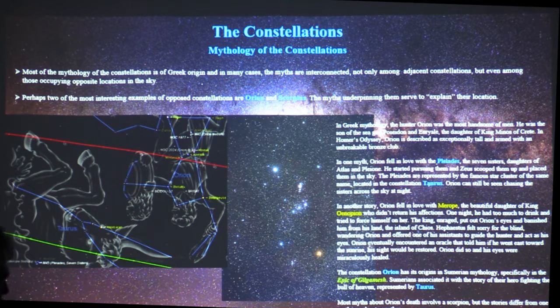Hephaestus felt sorry for him, saw the blind wandering Orion and offered one of his assistants to guide him and to act as his eyes. Eventually, he encountered an oracle that told him if he went east toward the sunrise, his sight would be restored. And he did so, and that miraculously happened. So the constellation Orion has its origins in Sumerian mythology.